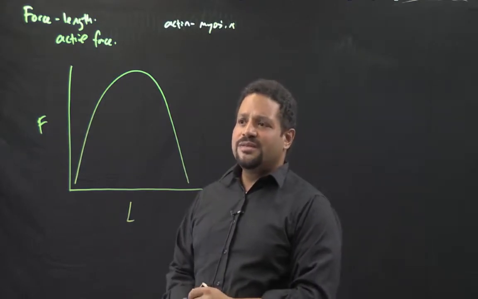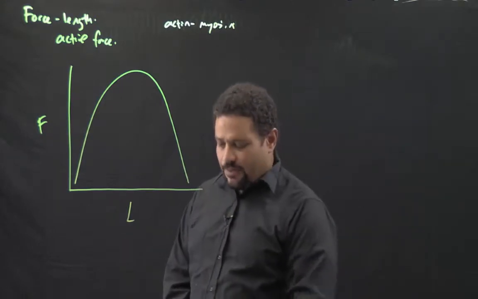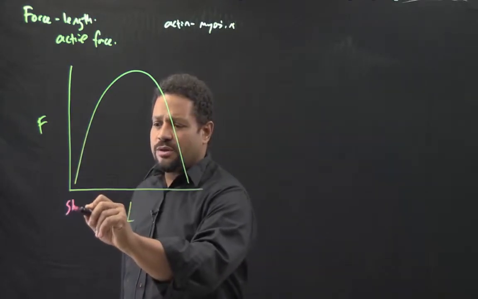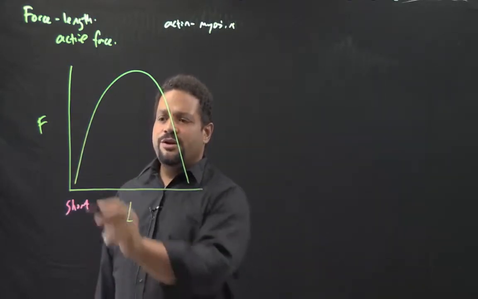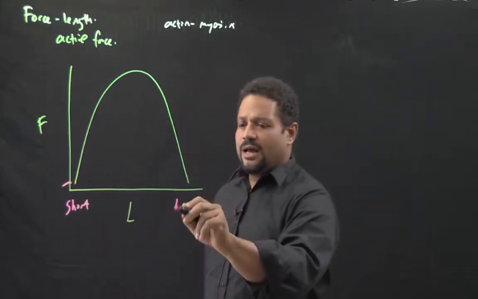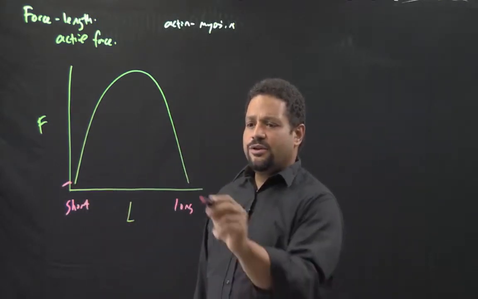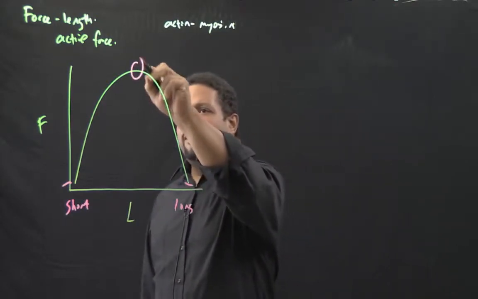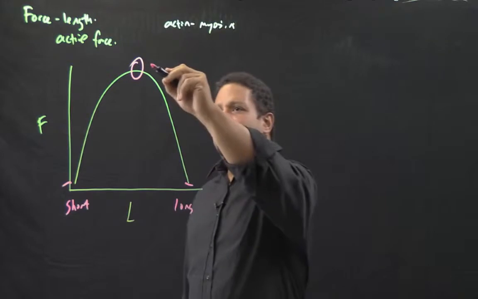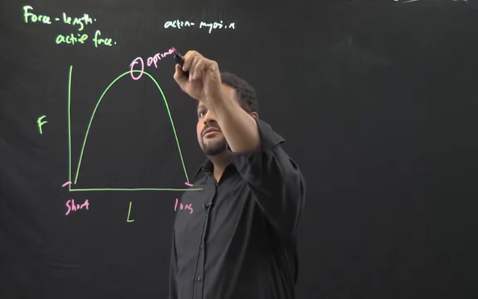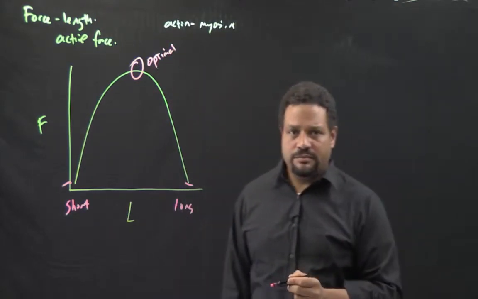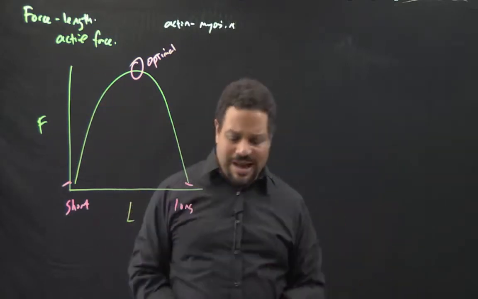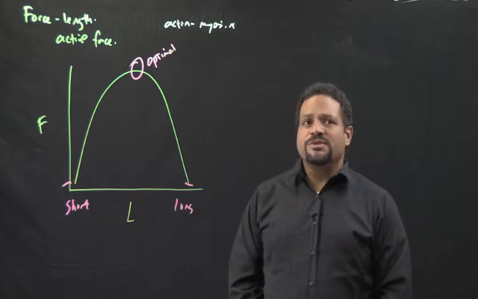Intuitively, what you can see very clearly from this diagram is that at low or short lengths, you have low force. At long lengths, you also have very little force generated. And at an optimal length, you've got optimal force being generated. This is the active force. So how does this happen? Students have a lot of problems with this.